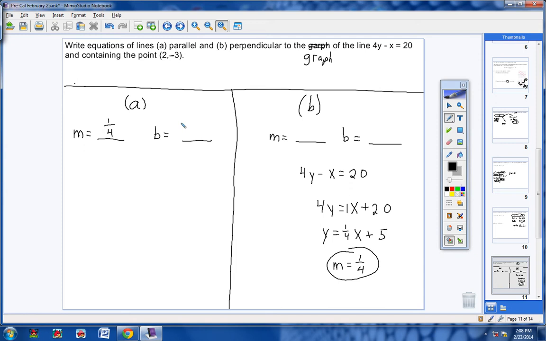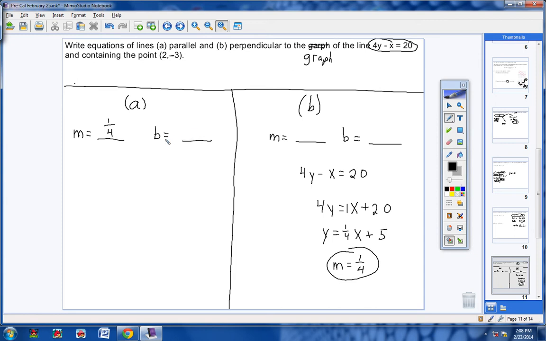Whenever two lines are parallel, they have the same slope. So I found the slope of this line, and then I know that the line I'm looking for is parallel to this line right here. So they have the same slope. So I found the slope of this line, and then I knew the slope would be 1/4. Now I've got to find the y-intercept.